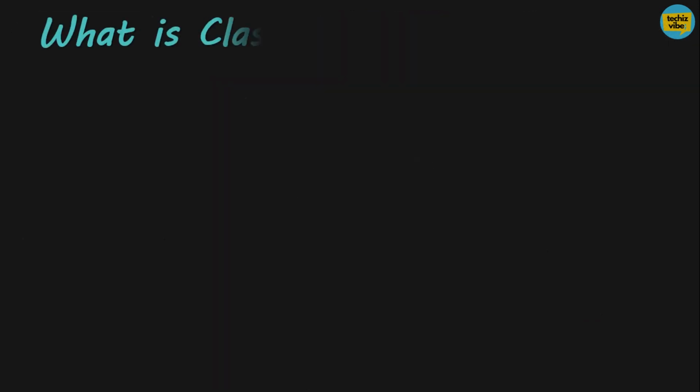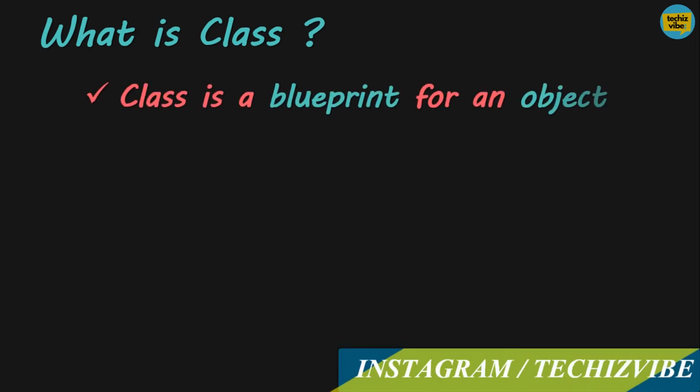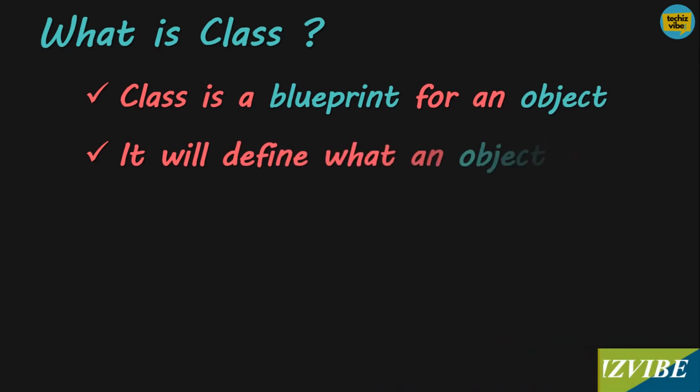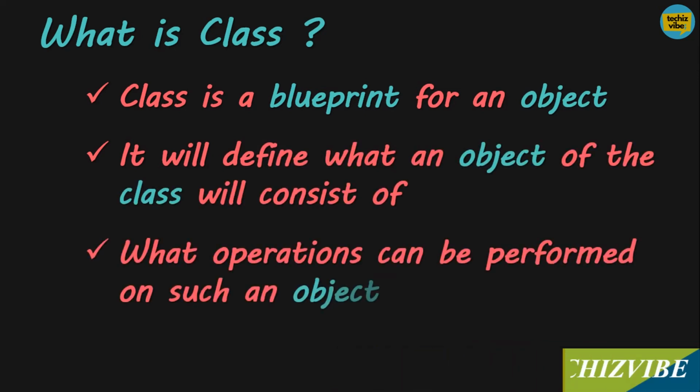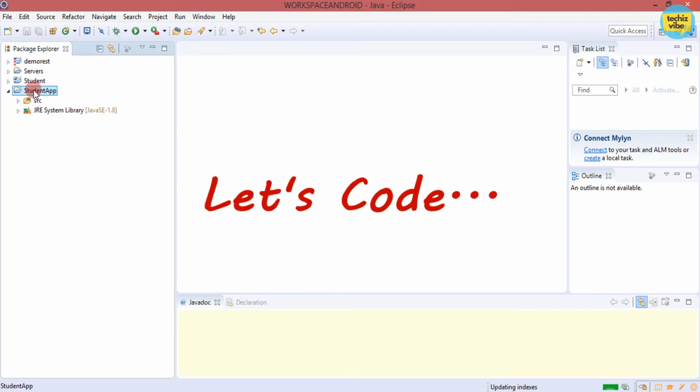So in brief, we can say class is a blueprint for an object. It will define what an object of the class will consist of and what operations can be performed on such an object. So let's check the programming example of the same student class.